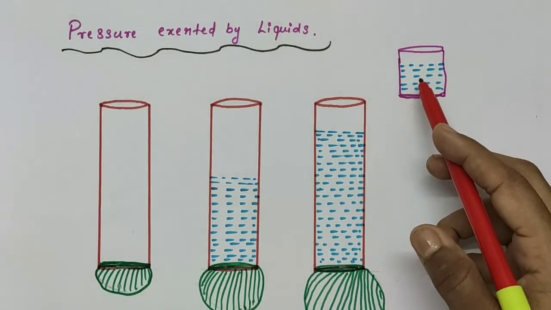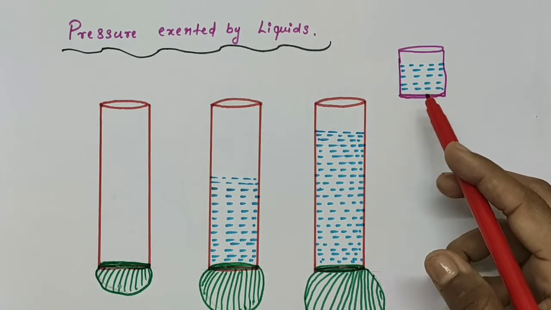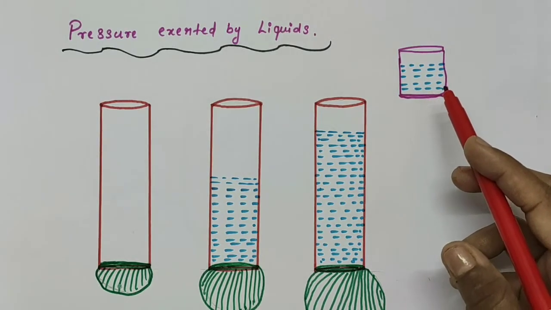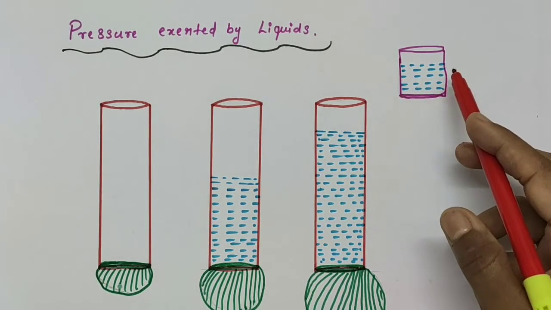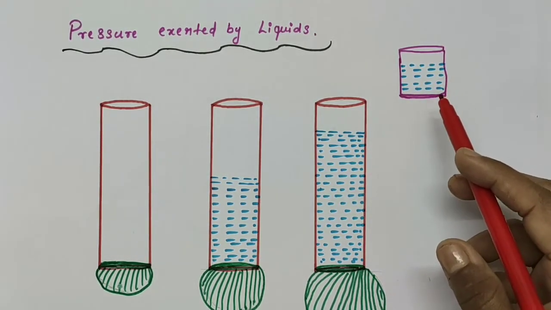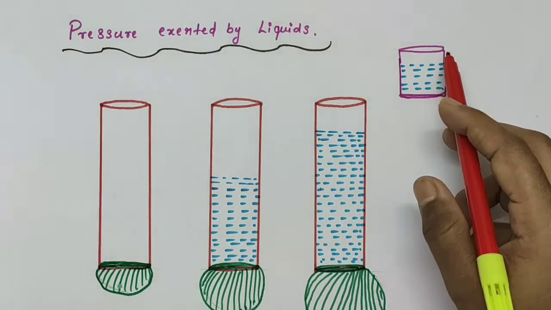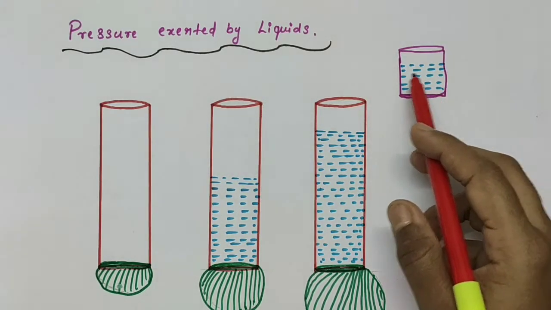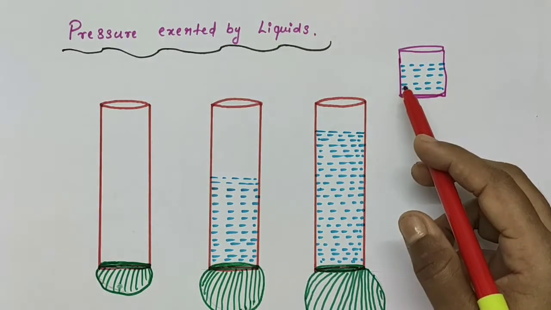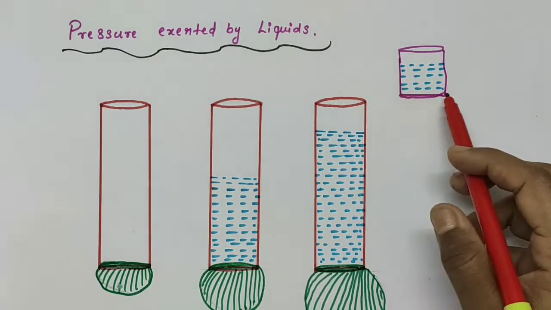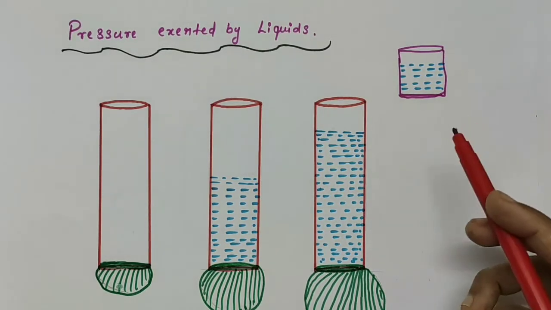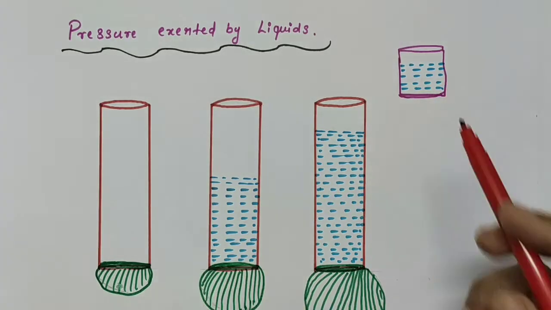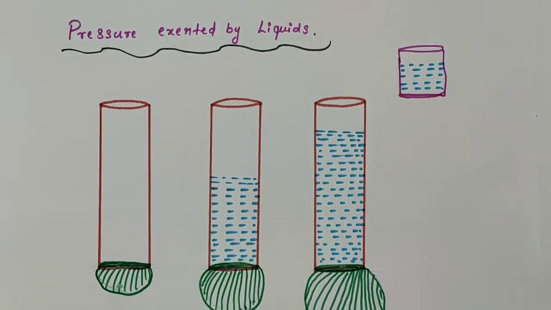Now this water, which is a liquid, can exert pressure on the walls of the glass. That is, the water can exert some pressure on the surface of the glass along this direction, on this surface of the glass, and on this surface of the glass. That is, water can exert pressure in almost all directions. Let us consider an example.